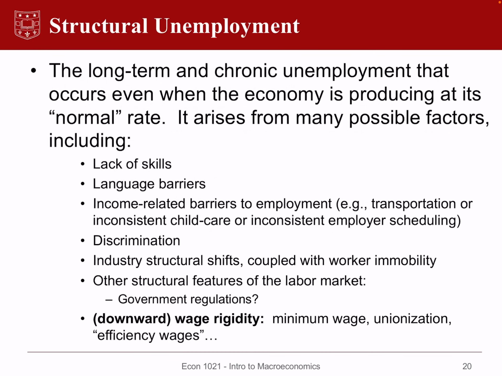The second reason why somebody might be unemployed is because they're unemployed for structural reasons. So if we think about the difference between frictional unemployment and structural unemployment, frictional unemployment again is relatively short term unemployment that's arising because of the reasons that we identified earlier, things like the efficiency of resources for matching, skills mismatch, and unemployment insurance. Structural unemployment is longer term and chronic unemployment that occurs, again, even when the economy is producing at its normal rate.